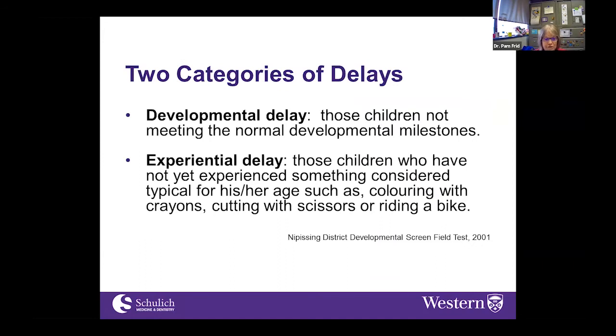And as I've already mentioned, there are two categories of delay that are sometimes identified. One is the true developmental delay, and the other is the experiential, where the children just haven't had the opportunity to do that. So if they haven't had stairs, they don't have scissors, they don't have blocks, they could have an experiential delay, but you just need to encourage the parents to do activities that would allow them to develop those same skills.